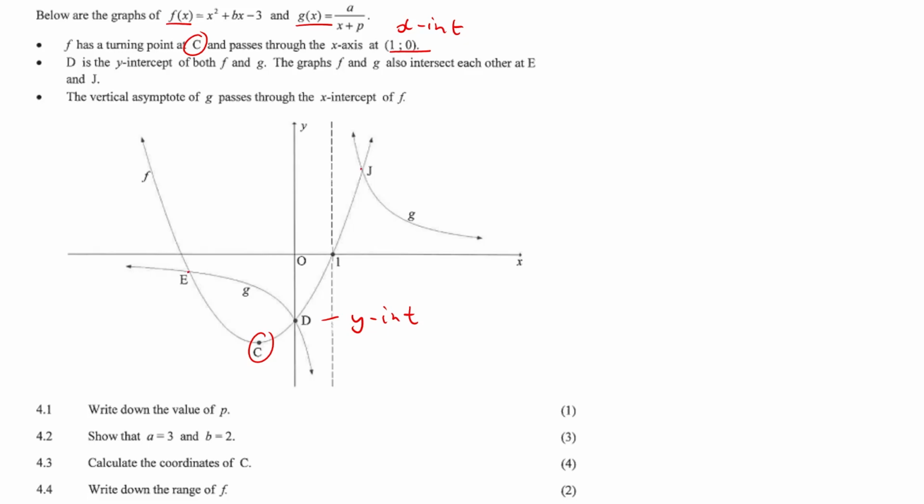Now the vertical asymptote of g passes through the x-intercept of f. Vertical asymptote of g has an intersection there with the x-intercept of f.